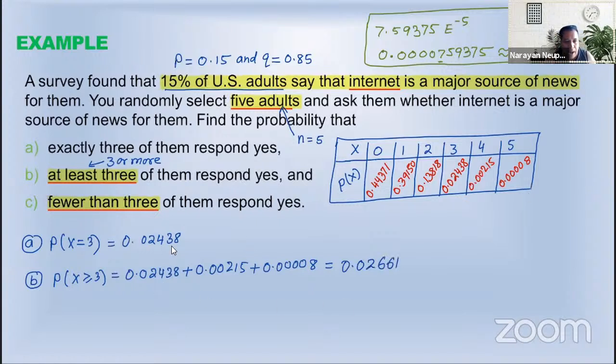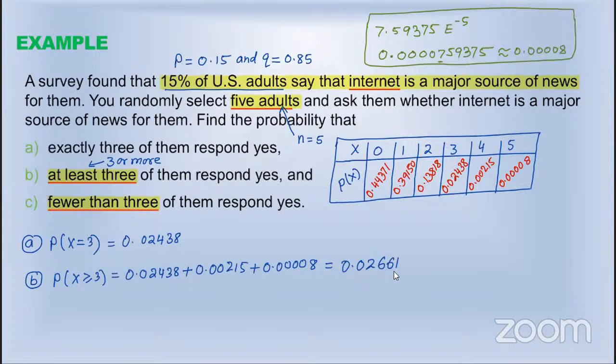So when they ask for the probability of at least 3, the meaning of that is 3 or more, or mathematically we can write that as the value of X is greater than or equal to 3. That means 3, 4, and 5. When we add them together, it is 0.02661. Are we clear? Okay, very good.